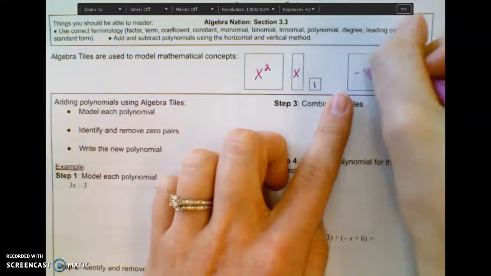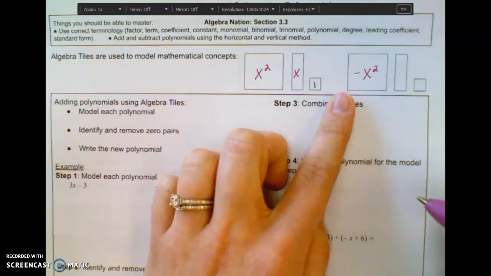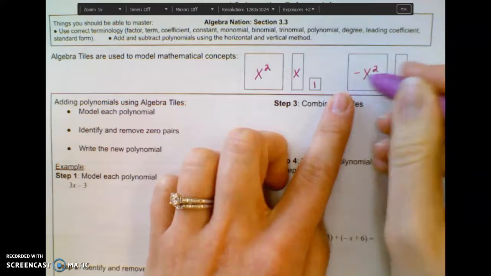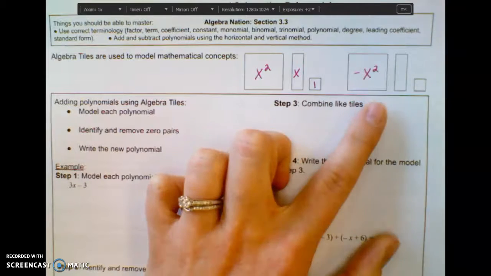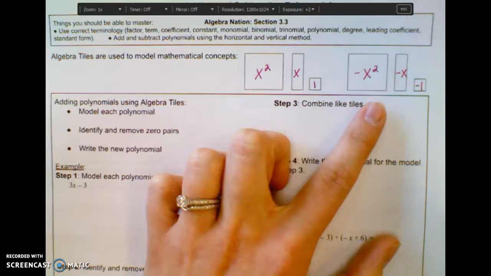Then we can also have the big box stand for negative x squared, and if that's the case, then we'll just draw a negative sign in the box. Then the rectangle can be negative x, and the little box can be negative 1.